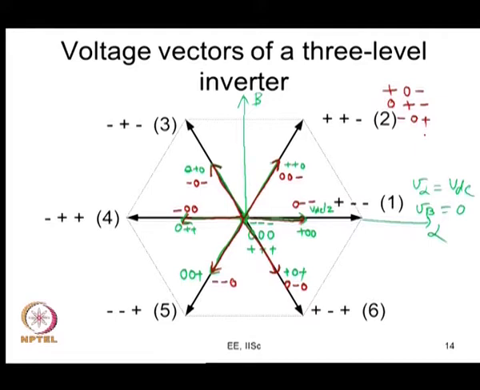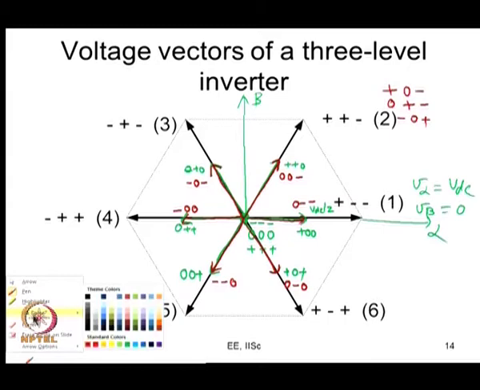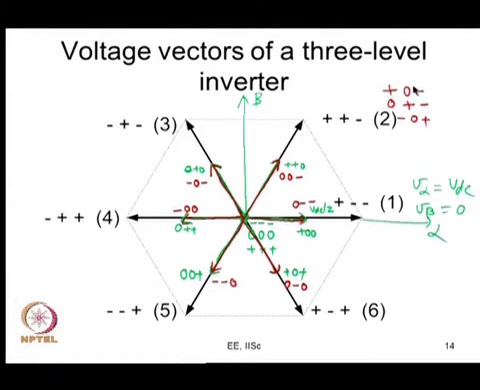So what do these things stand for? One of them has plus VDC by 2, another one would have minus VDC by 2, the third one would have 0. So you have 6 combinations available. If you take the first phase, it can be either plus VDC by 2, 0, or minus VDC by 2. The second phase can have 2 possibilities and the third will have 1 possibility. So you have 6 such states now. So the question is where will be the vectors now.